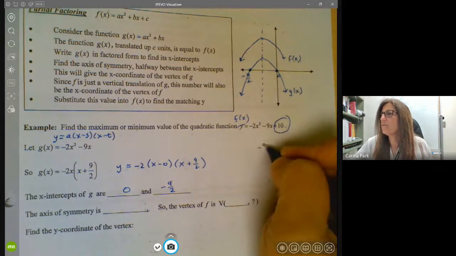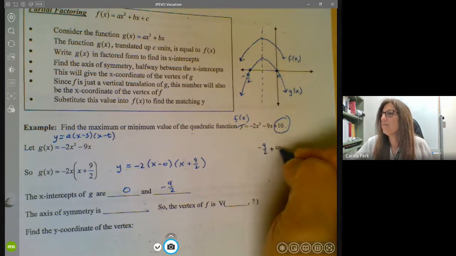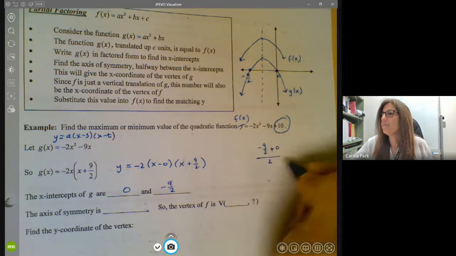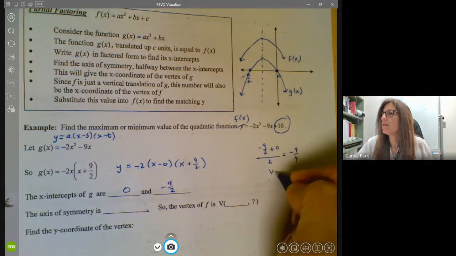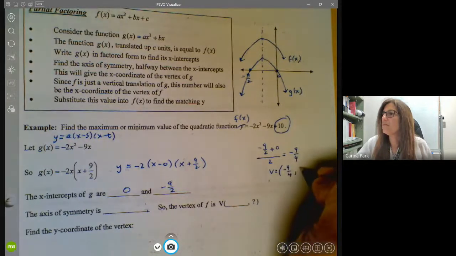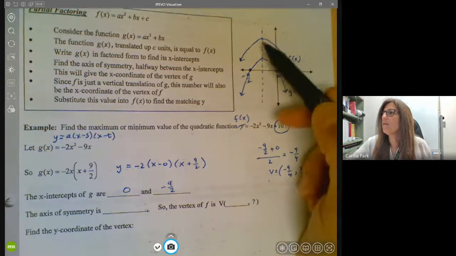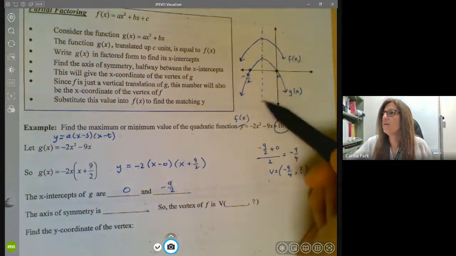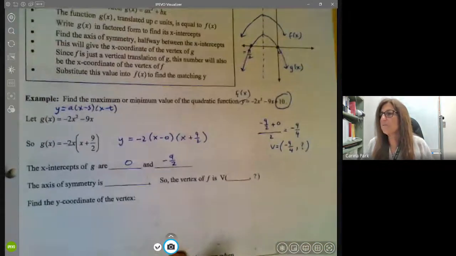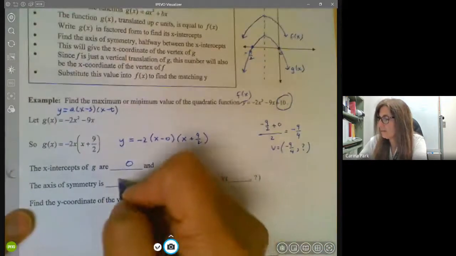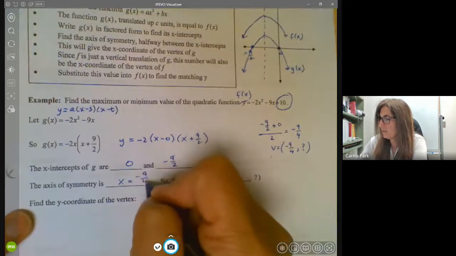So we're going to take the two x-intercepts, add them together, and divide by 2. And that's going to give me -9 over 4. So that means that the vertex is -9 over 4, something, right? This is -9 over 4. And we just want to figure out what's the vertex, right? We need to find the y of it. So let's do this. The axis of symmetry is x equals -9 over 4.